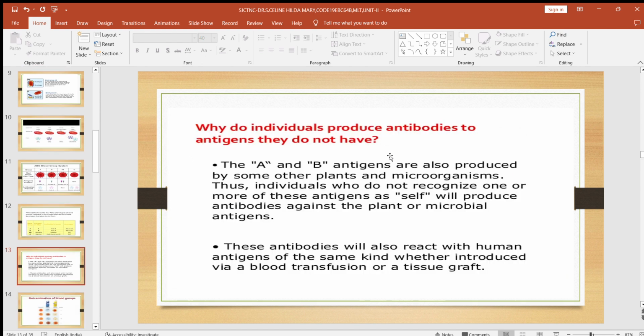Why do individuals produce antibodies to antigens they do not have? The A and B antigens are also produced by some other plants and microorganisms. Thus, individuals who do not recognize one or more of these antigens as self will produce antibodies against the plant or microbial antigens. These antibodies will also react with human antigens of the same kind, whether introduced via a blood transfusion or a tissue graft.